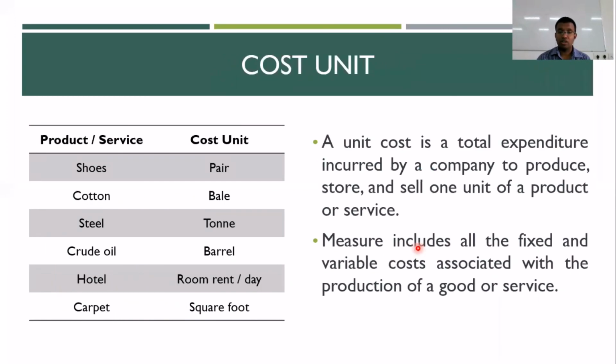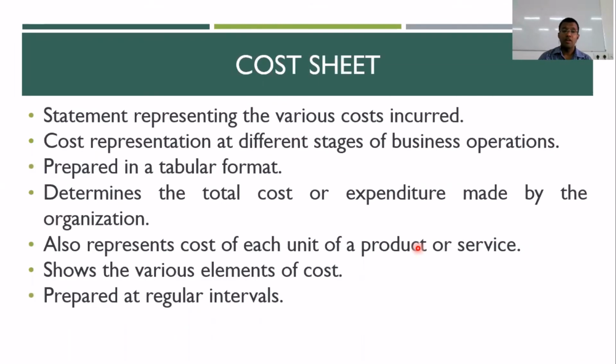Then we spoke about cost unit. We saw that the single unit that is produced is referred to as cost unit. It is very important for you to estimate the cost unit of your goods that are produced. Then we spoke about cost sheet. We saw that cost sheet is a statement which represents the various costs that are incurred by your business. It gives you a representation of the costs that are incurred at the various stages of your business. It is prepared in a tabular form. It represents the cost element wise.